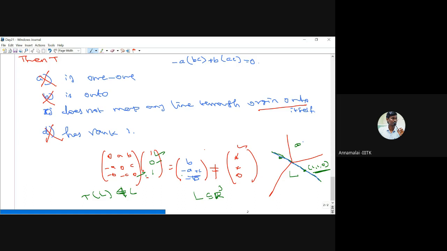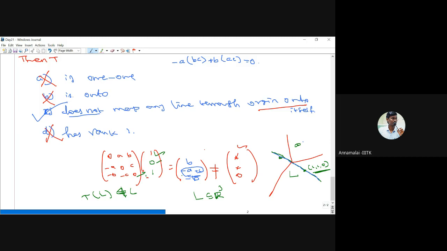Again. Got it? Did I make any mistake? Yeah, correct. So the answer is: does not map. This is the correct answer. So any doubt in this question?